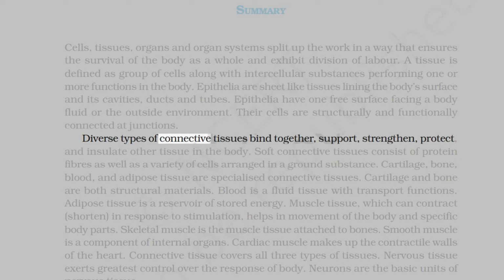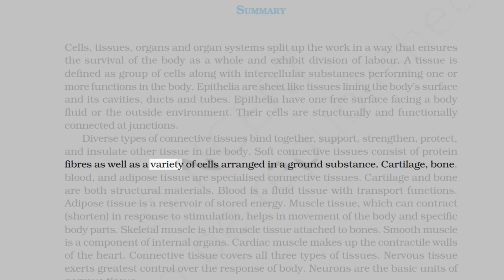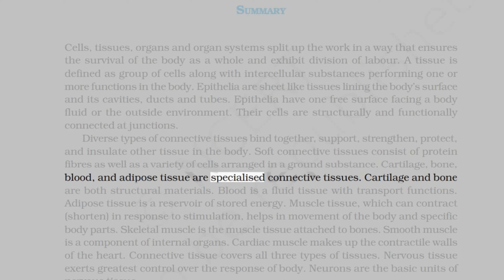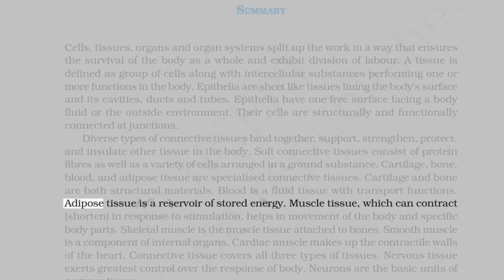Diverse types of connective tissues bind together, support, strengthen, protect, and insulate other tissue in the body. Soft connective tissues consist of protein fibers as well as a variety of cells arranged in a ground substance. Cartilage, bone, blood, and adipose tissue are specialized connective tissues. Cartilage and bone are both structural materials. Blood is a fluid tissue with transport functions. Adipose tissue is a reservoir of stored energy.